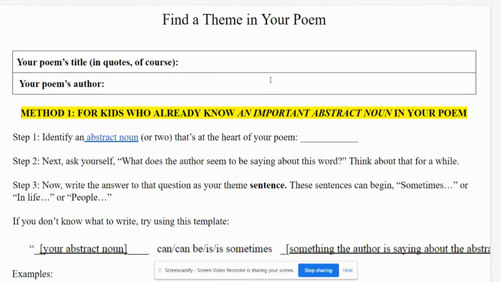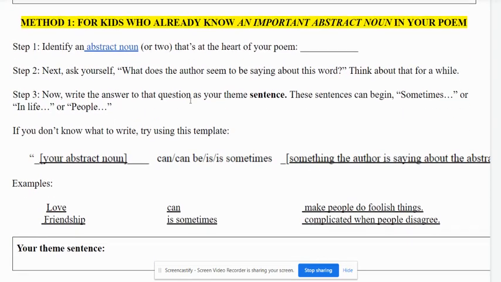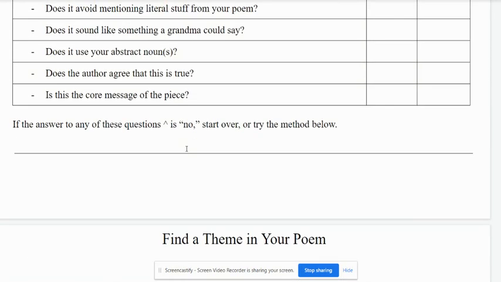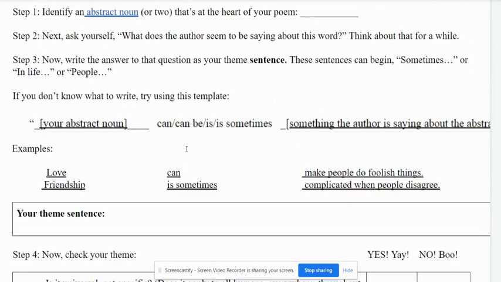The first part of this sheet says your poem's title in quotes and your poem's author, and everybody's going to fill that out. Then I want you to notice that it's got Method 1 in yellow, and then if you scroll down, Method 2 also in yellow. So there are two sections to this sheet. You're only going to do one of them.